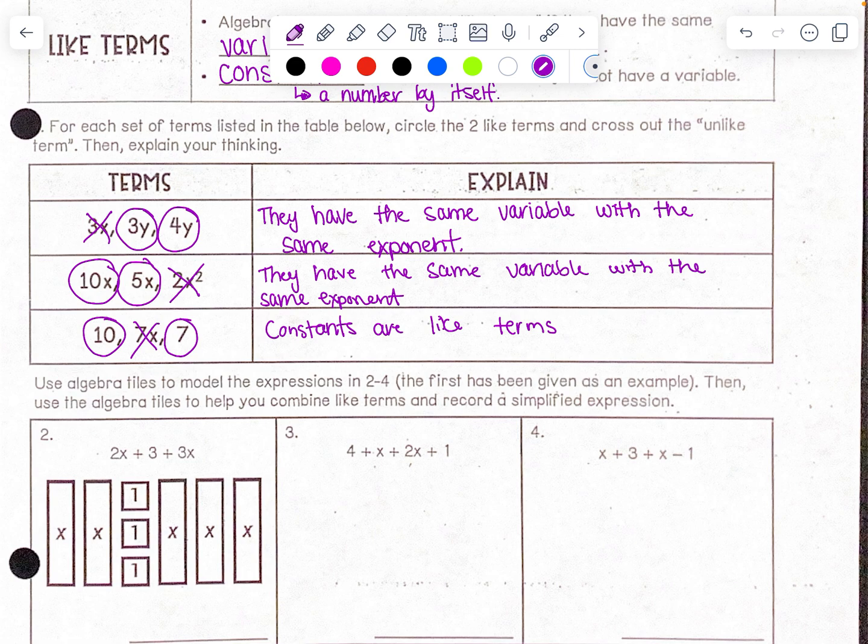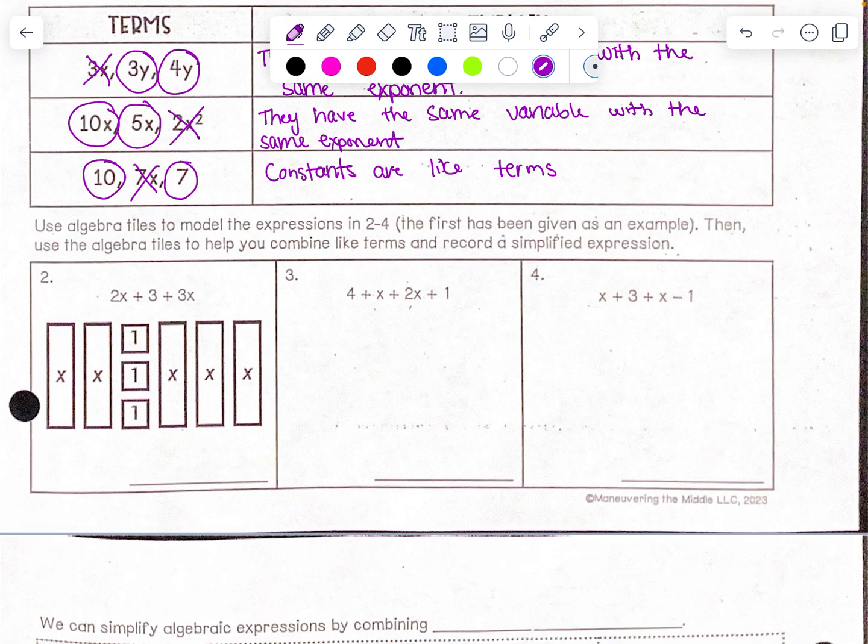Okay, moving on. Next, use algebra tiles to model the expression in 2 through 4. Then use the algebra tiles to help you combine like terms and record a simplified expression. So in our first one, they already drew the algebra tiles. We've got 2x and 3 and then 3 x's. So we're going to combine the things that are alike. So all the x's, that makes 5x, plus we have just 3 other things. Those are the constants. So 5x plus 3 is the simplified version of that. These are also equivalent expressions.